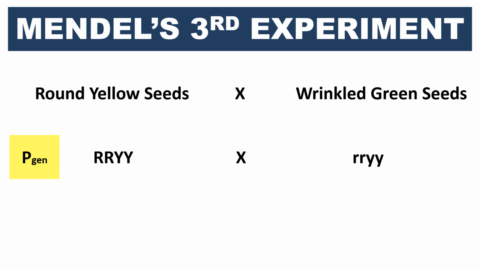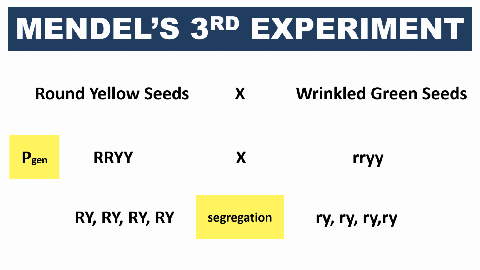We are now seeing homozygous dominant alleles versus homozygous recessive alleles in the parent generation. Before plotting the alleles, they will be segregated such that each set of parent alleles has an allele for seed shape, letter R, and an allele for seed color.